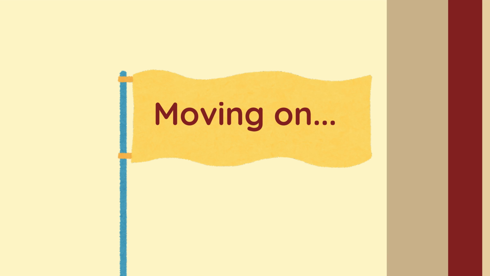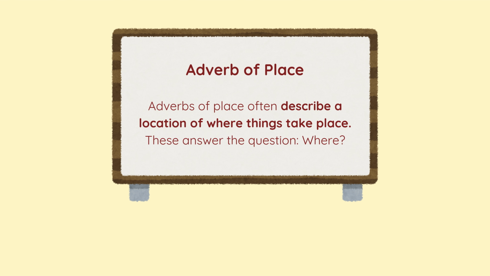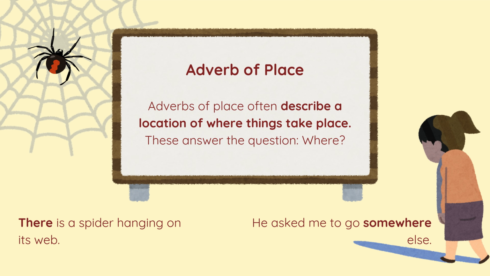Now, moving on. Adverbs of place often describe a location of where things take place. These answer the question where. For example, there is a spider hanging on its web. He asked me to go somewhere else.